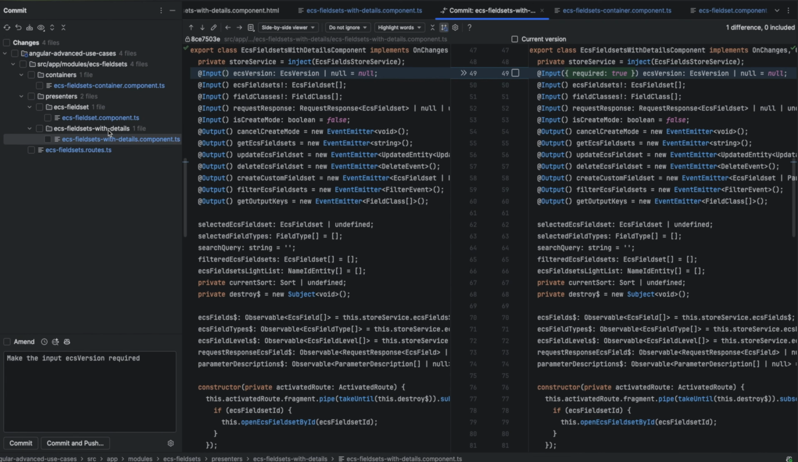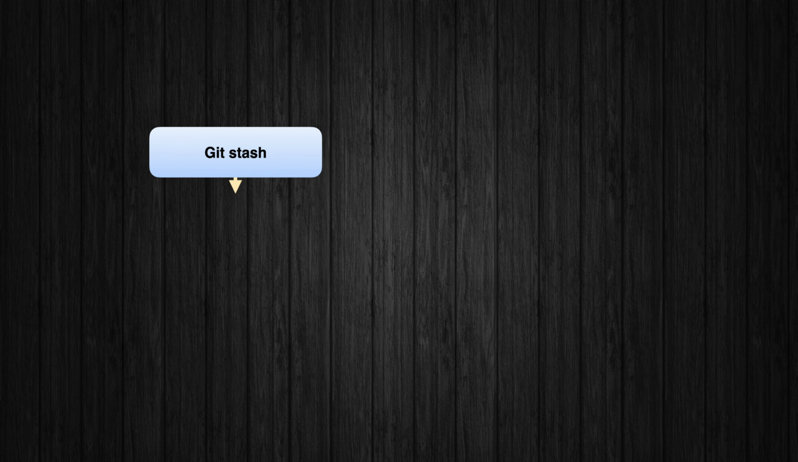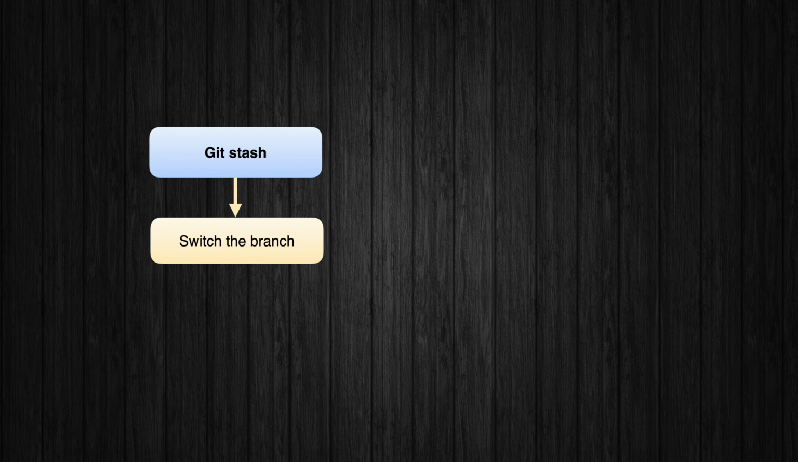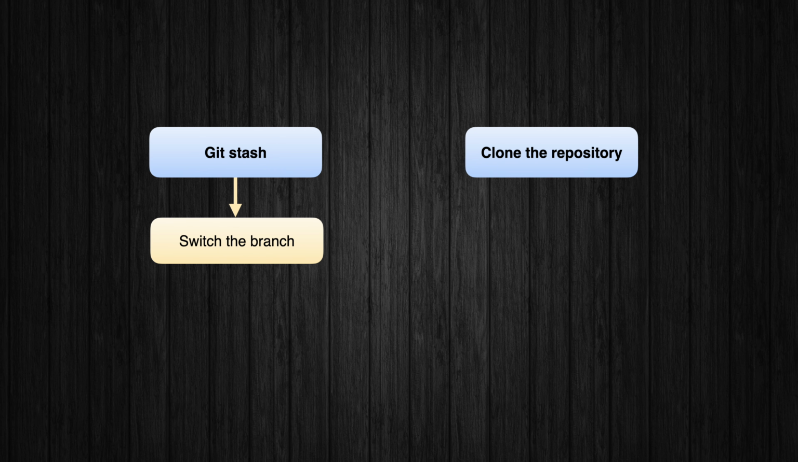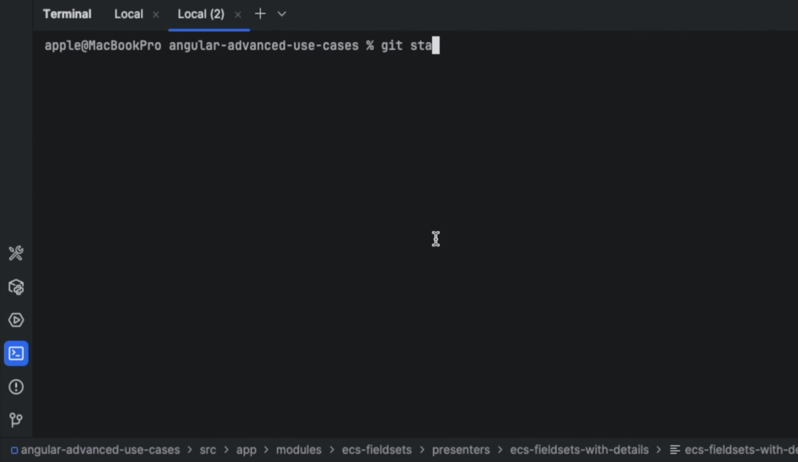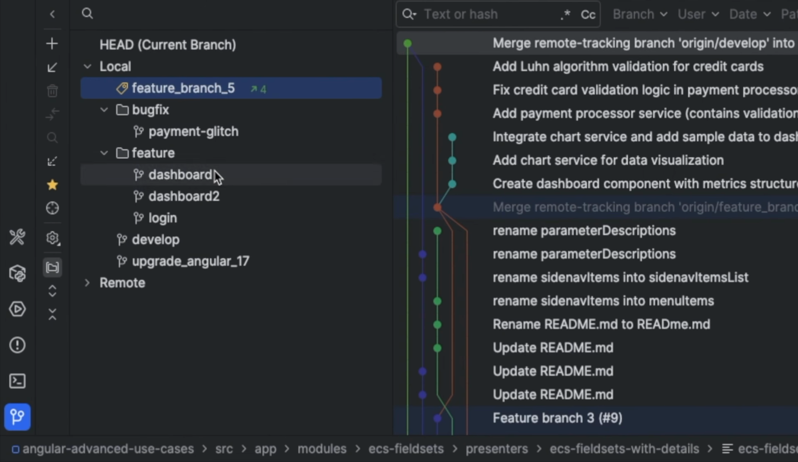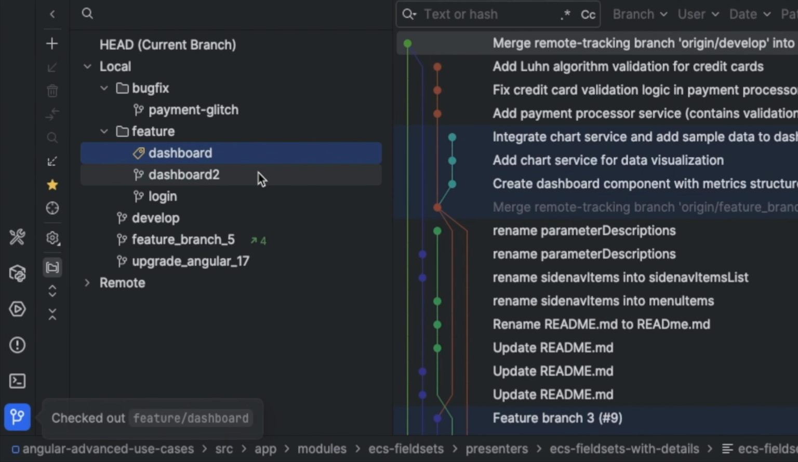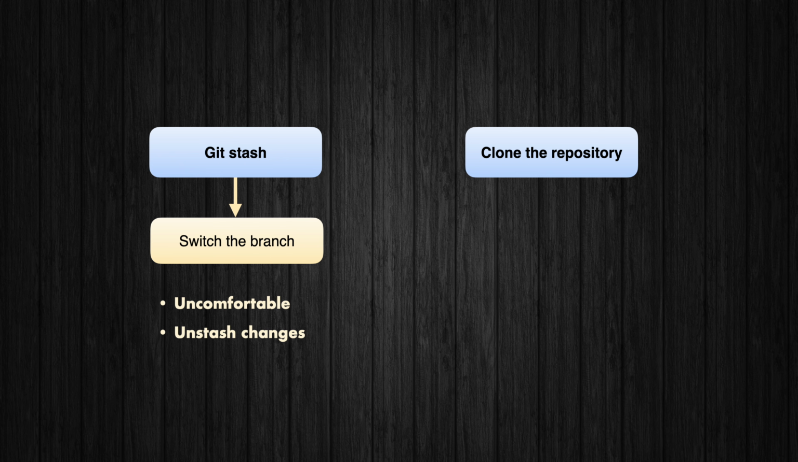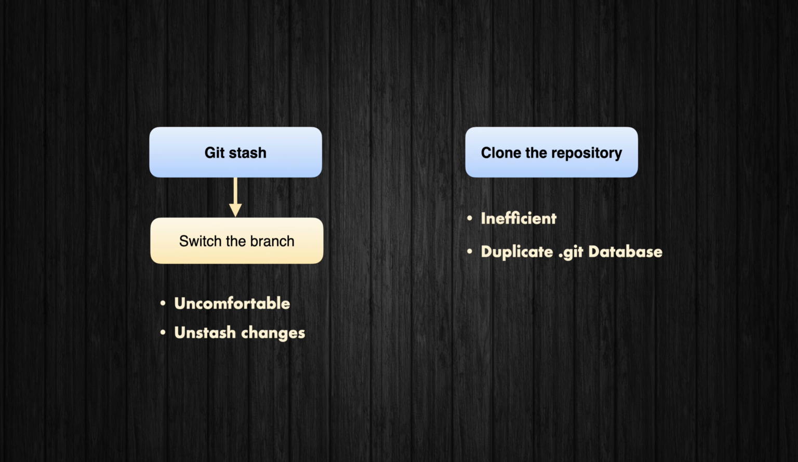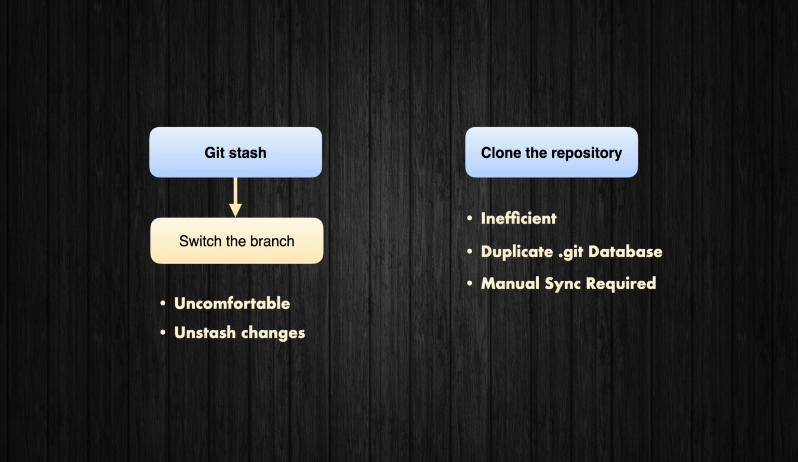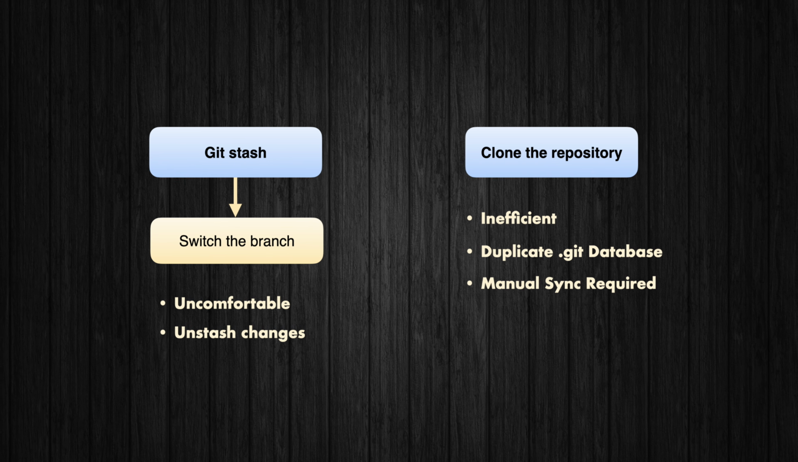Traditionally, achieving this level of isolation required stashing your changes and switching the branch, or cloning the repository again into a second directory. Stashing can be uncomfortable. You need to stash local changes, switch the branch, later switch back to the previous branch and unstash the previous changes. And cloning is inefficient. It duplicates the entire .git database, and changes must be manually synchronized between the two clones.